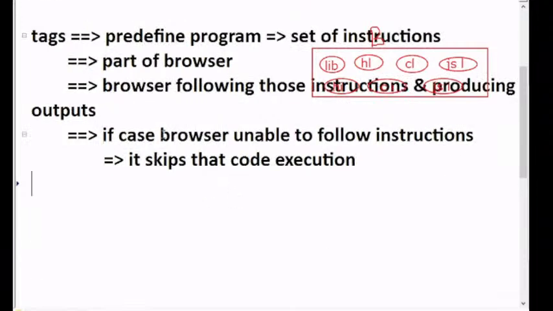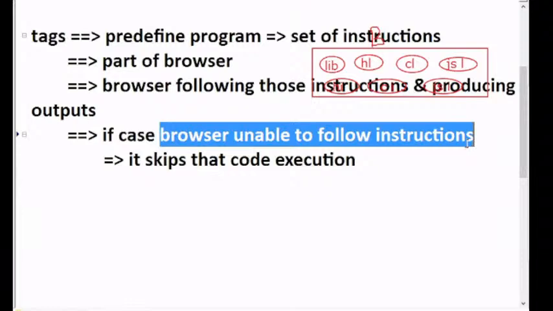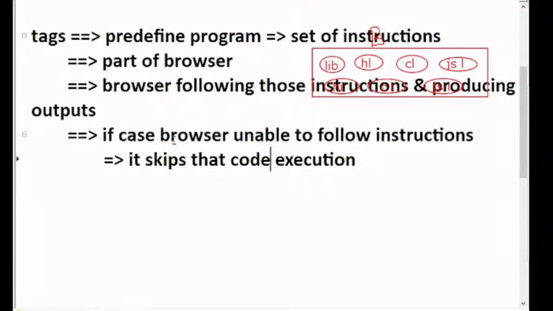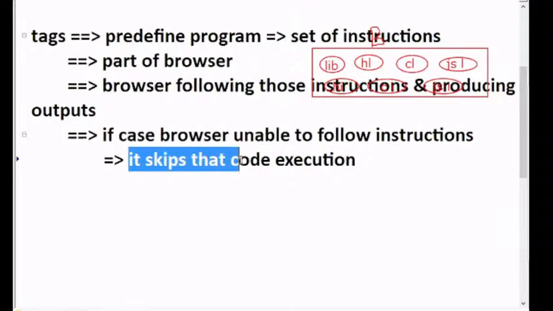In any case where the browser is unable to follow your instructions, or the browser does not understand your coding, what happens, sir? Simply, the browser skips that code execution. If you typed 2 lines or 3 lines wrongly, those 3 lines are skipped and the remaining lines are executed. That is the nature of HTML. Then how will we get the error, sir? The wrong lines, the mistaken coding, it just skips and throws out.